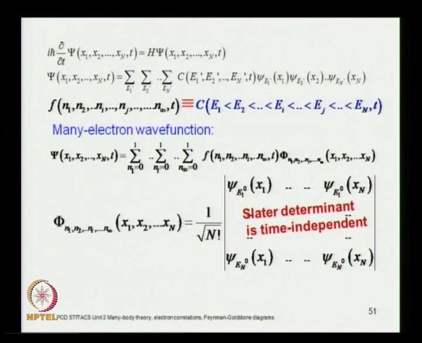So the Slater determinant is made up of these elements which are time independent single particle states. All the time dependence is in the coefficient C and hence in the coefficient f. So the Slater determinant itself is independent of time, the time dependence is in the coefficient f.